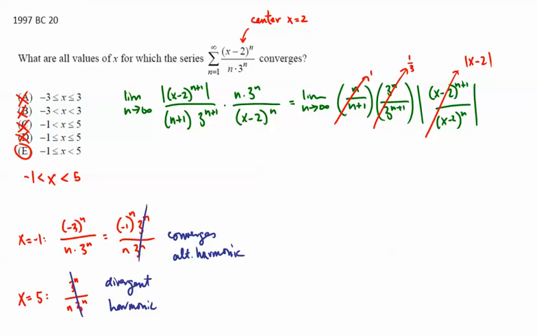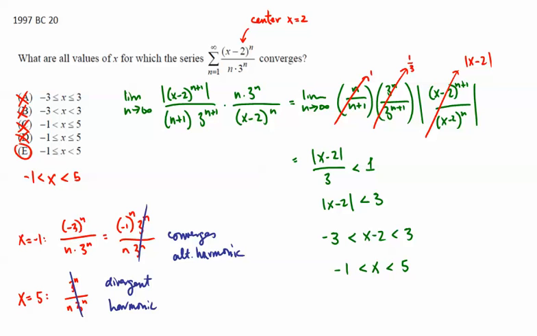So finally we're left with, there are no more n's, so I don't need the limit. I have x minus 2 absolute value over 3, and this has to be less than 1. I multiply through by 3, I get x minus 2 absolute value has to be less than 3. So x minus 2 has got to be less than 3 but greater than -3. Adding 2 to both sides gives me x greater than -1 but less than 5.